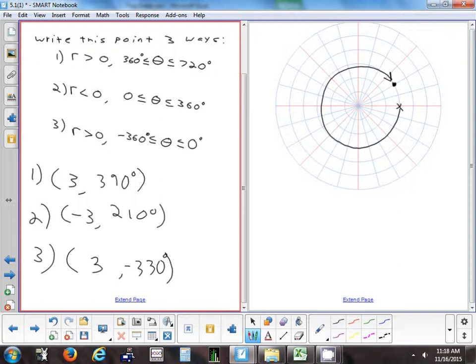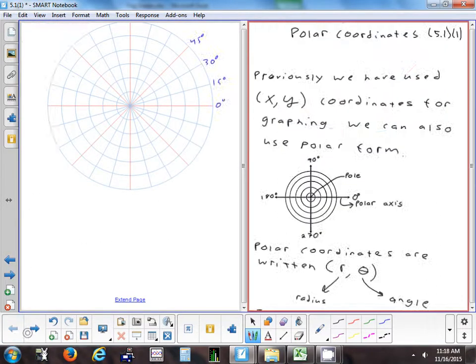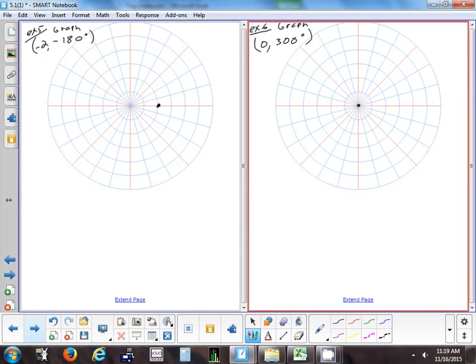Okay, so any questions on how you take a point and write it different ways? The only one I didn't do here was a negative radius and a negative angle. Okay, I didn't do that one. Yes? So writing it different ways is just like getting it to the same point like we did before, right? Yeah. And this is something that's very different than this kind of graphing.